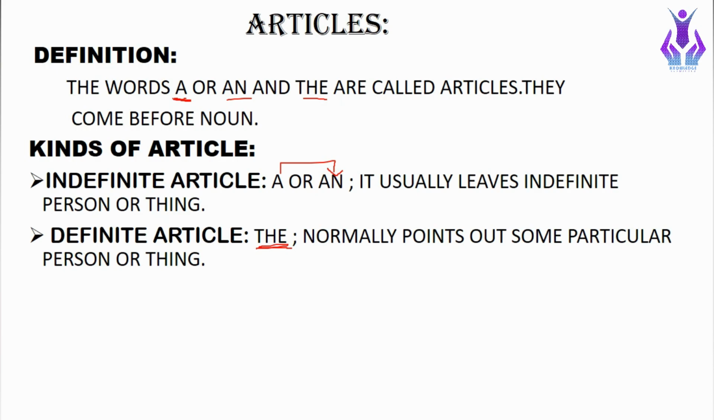A and an are used as in a book, an orange, a girl. The word an is always used before vowels. The vowels are five: a, e, i, o, u. The article an is used before a vowel, and the word a is used before other common words, and the is used when we say something about something particular.